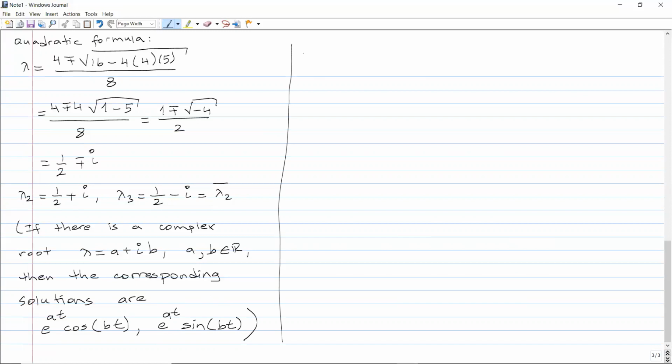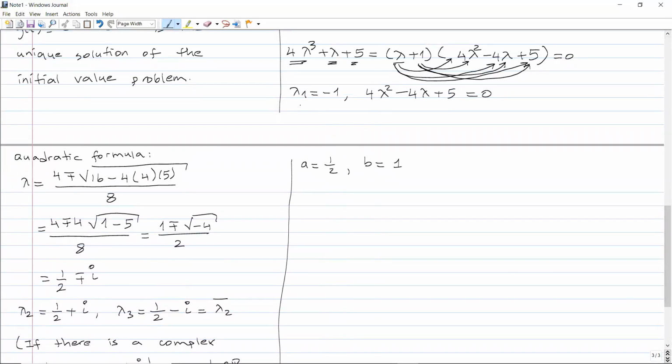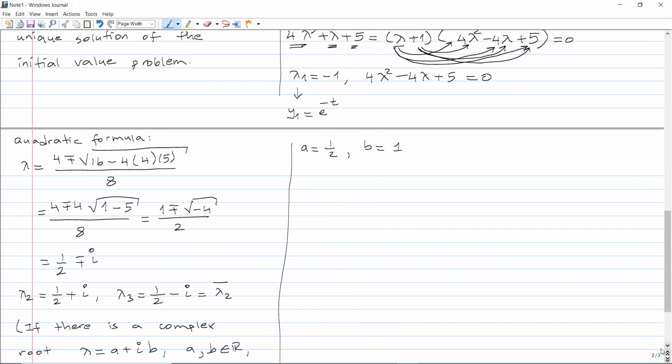Okay, so in our case, the number a is 1/2 and the number b is 1. So we have the solutions. So let me write these solutions. Okay, let's go back up a little bit. So for lambda 1, for the first root, we have the first solution, e to the power minus t, minus 1 times t.